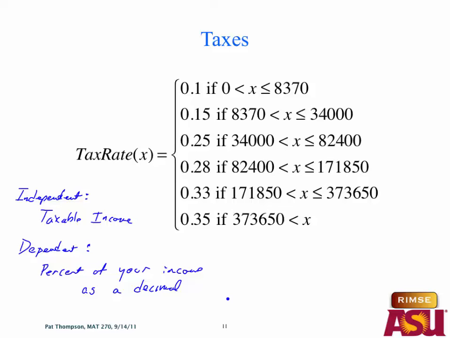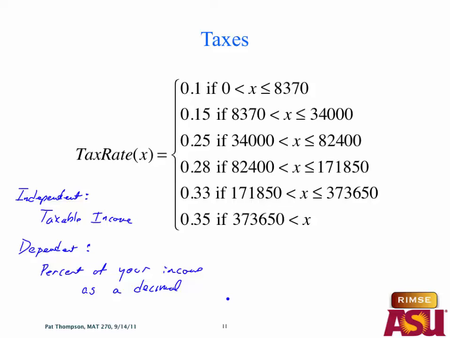Because, say you're making $82,400 and between $171,000, the amount of money that you're being taxed on, if you're finding the rate between any two values between there, you're going to be getting 0.28 as your rate. Okay. Somebody else, why is 0.28 a rate?